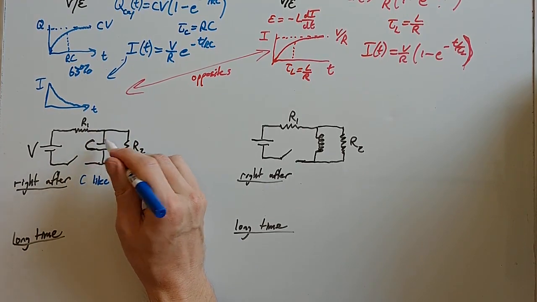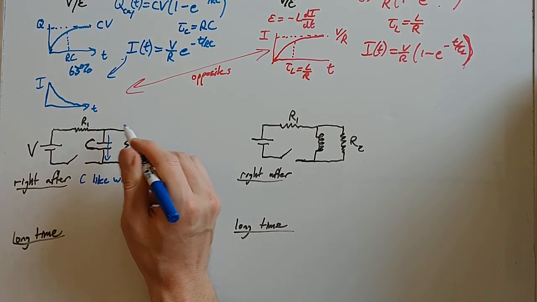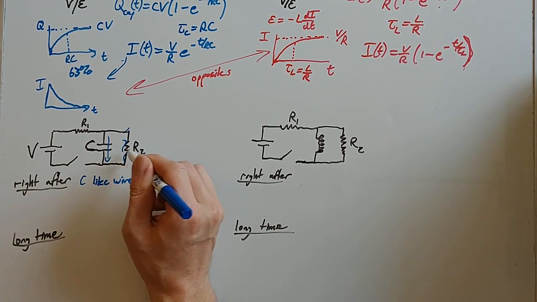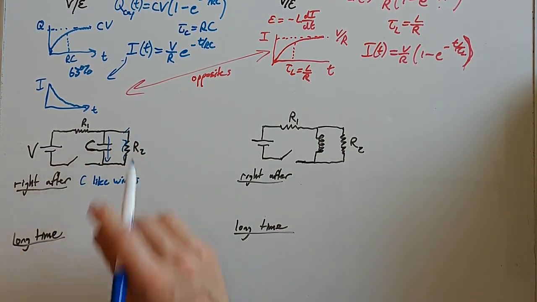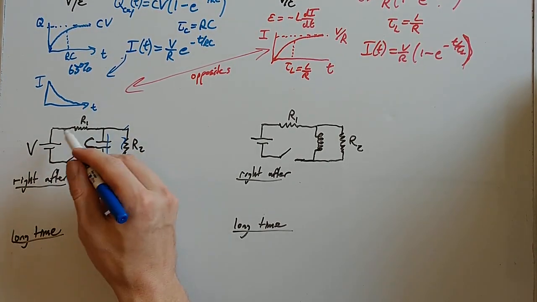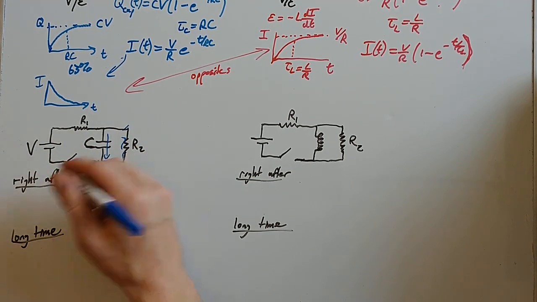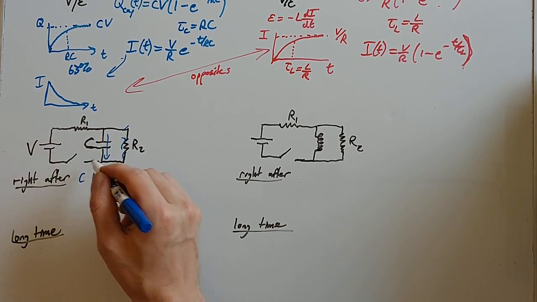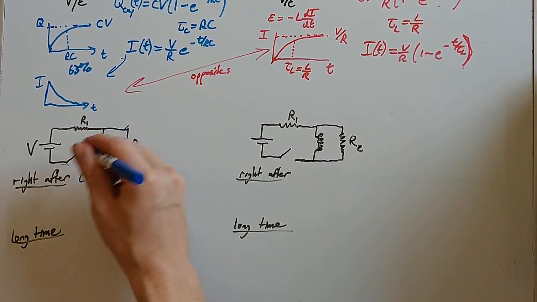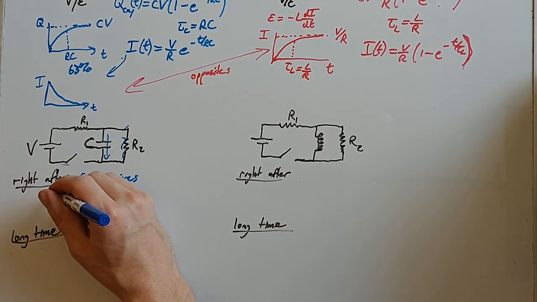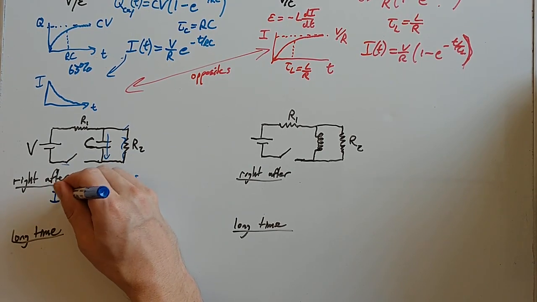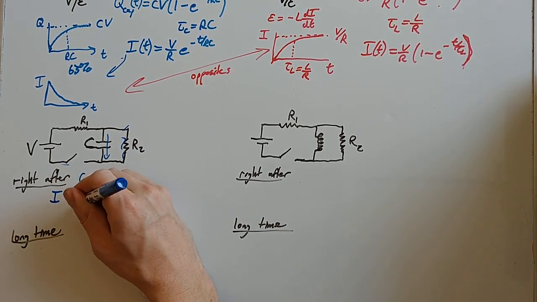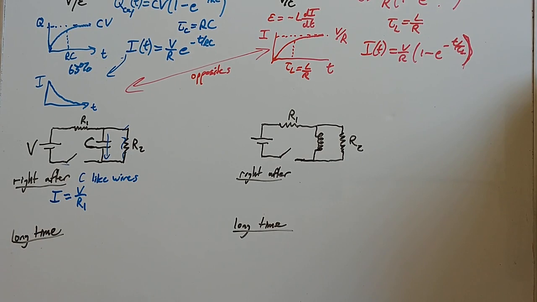And so if all the current is flowing through the capacitor, that means basically none of the current is flowing over here, basically no current over there on the right. So this is basically a circuit that just has V and R1, and that's it. R2 is basically getting ignored. And so if we want to know the current, I is just going to be V over R1.